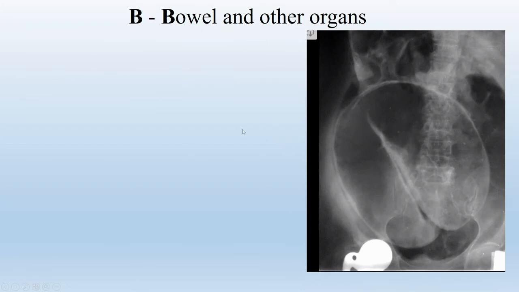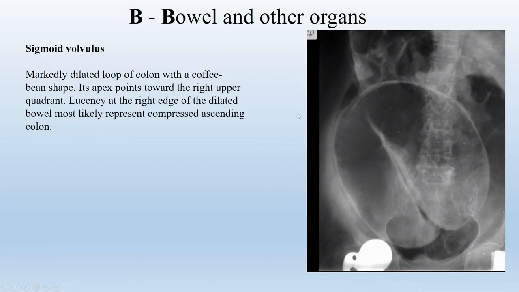Another, I'd say, classic case. It does look like a coffee bean to me. Sigmoid volvulus. It's a bit different than the cecal volvulus because the volvulus in the previous case happened on the cecum, and here it's the sigmoid. You can see the markedly dilated loop of the colon that represents the coffee sign or coffee bean shape.